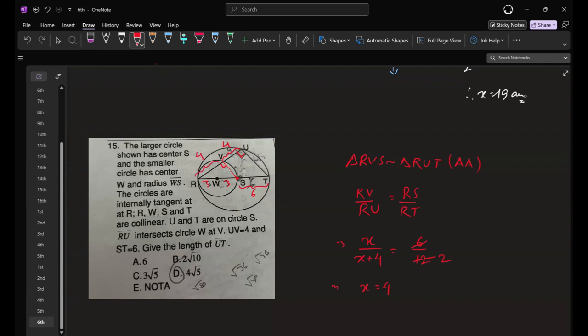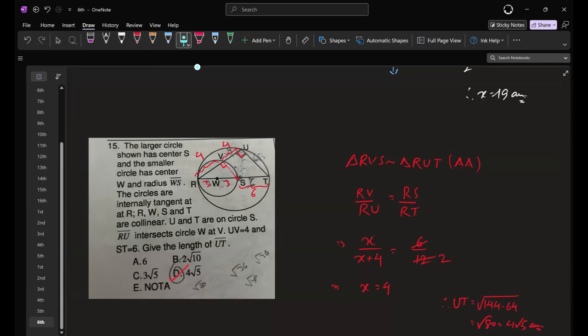Now, in the right angle triangle RUT, the perpendicular is 8 and the hypotenuse is 12. So UT would be equal to under root 144 minus 64, which is under root 80. It means 4 root 5 is going to be the final answer. Option D.